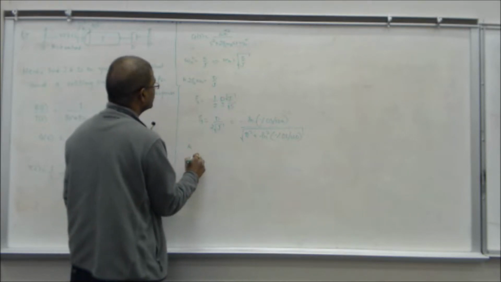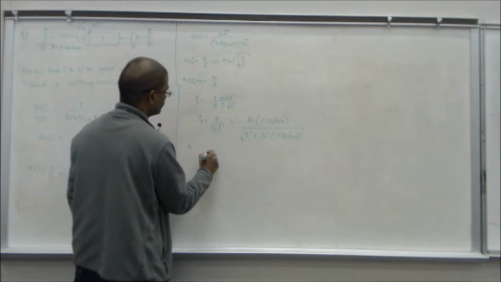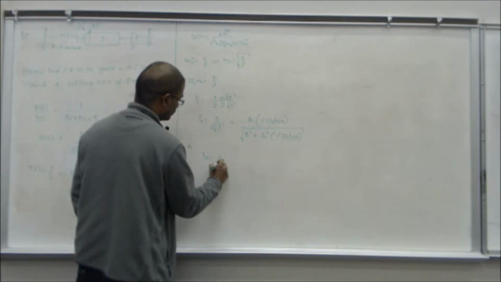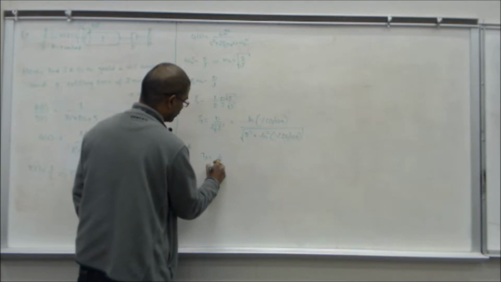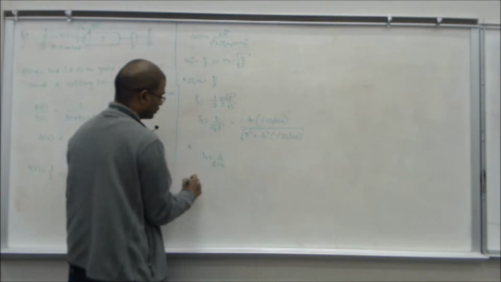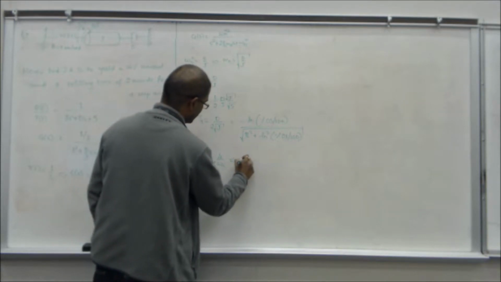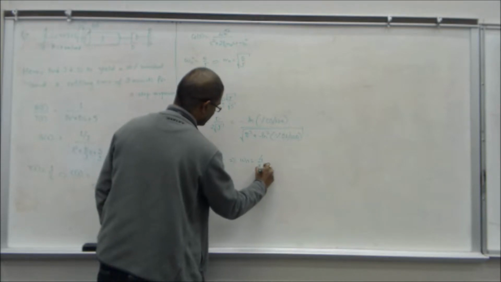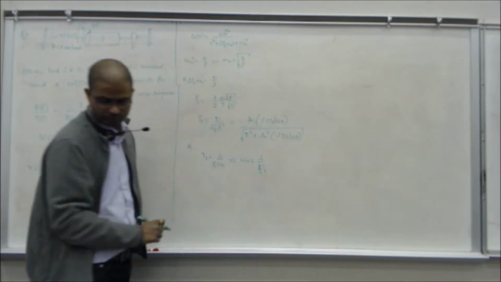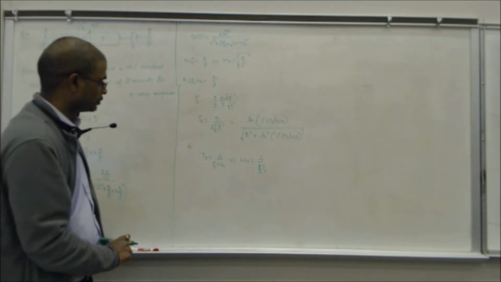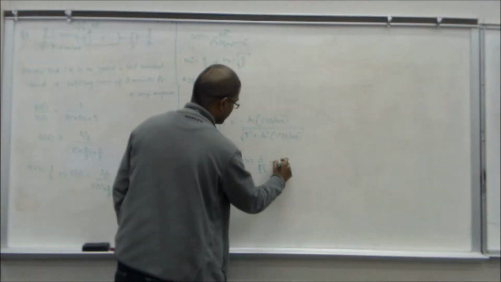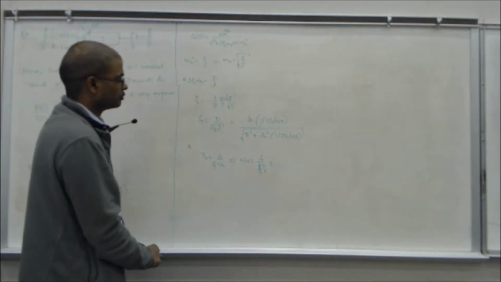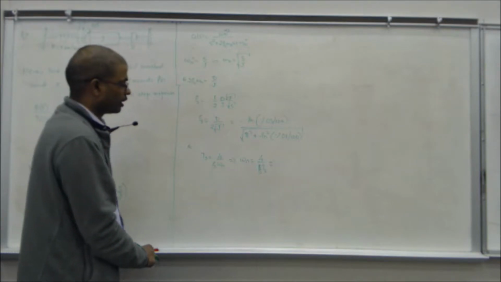And the settling time is 4 over zeta omega n, right? Implying omega n is 4 over zeta times settling time, correct? Yeah. So all you need to do is substitute these and figure out omega n, right? And you know the settling time.